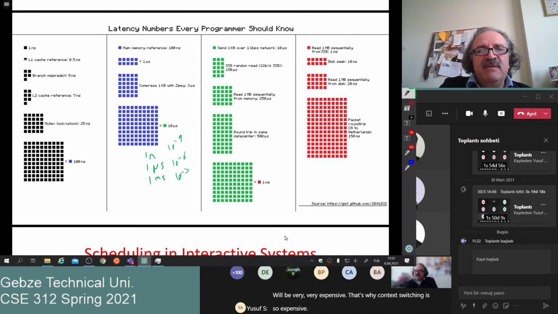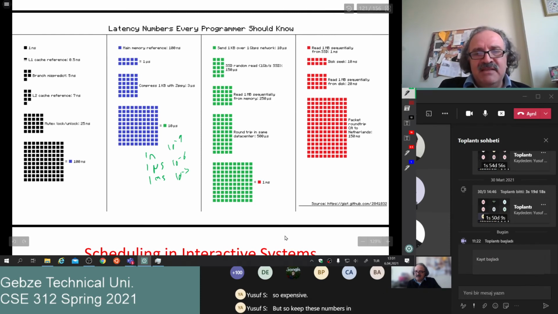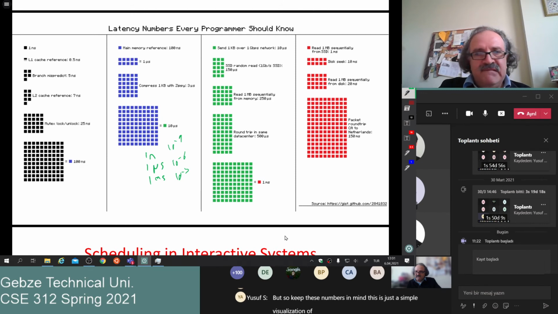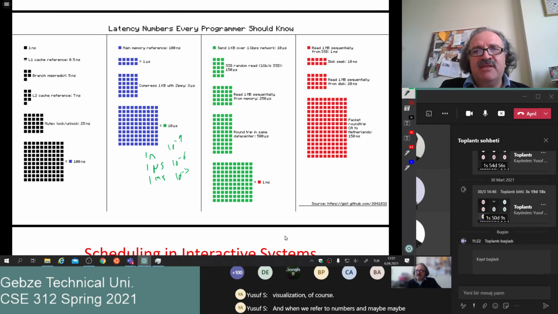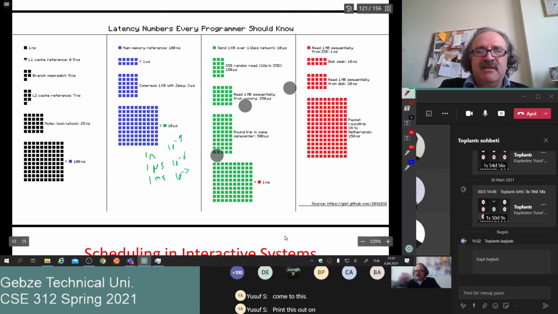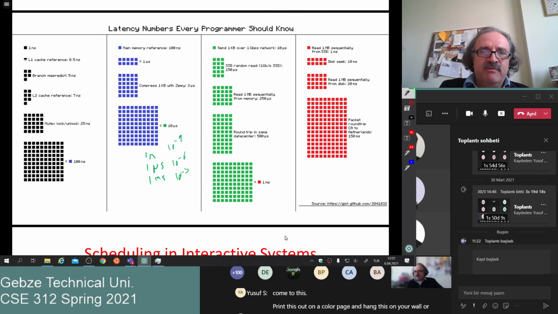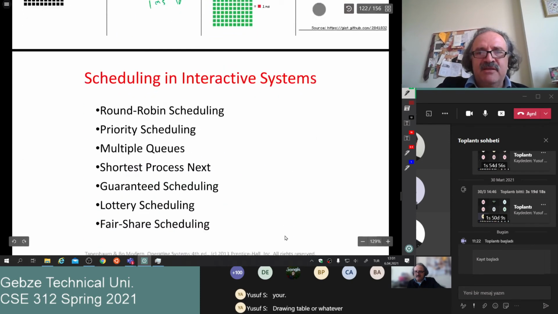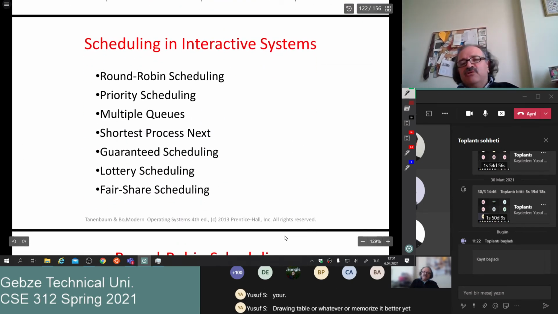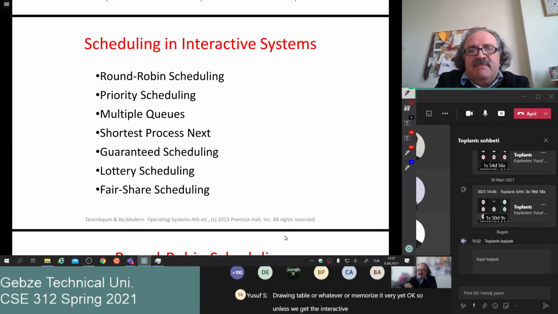Good. So keep these numbers in mind. This is just a simple visualization, of course. And when we refer to numbers, and maybe we will come to this, print this out on a color page and hang this on your wall or your drawing table or whatever, or memorize it, better yet.